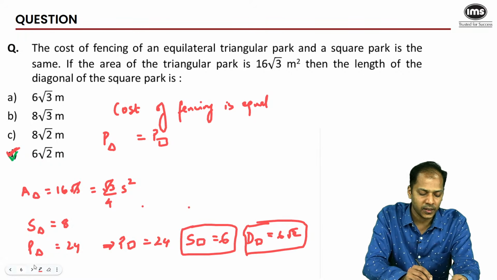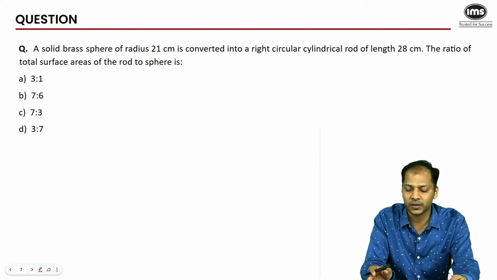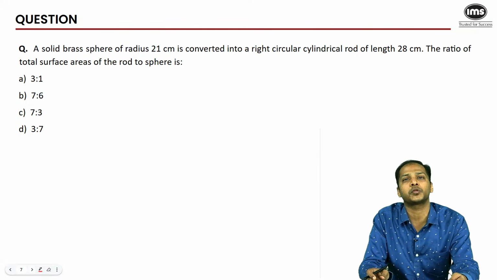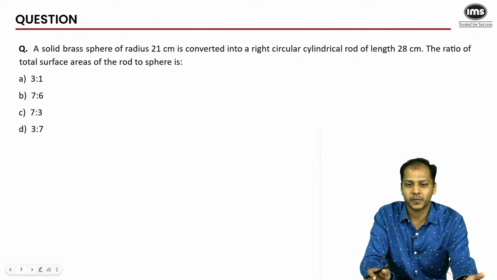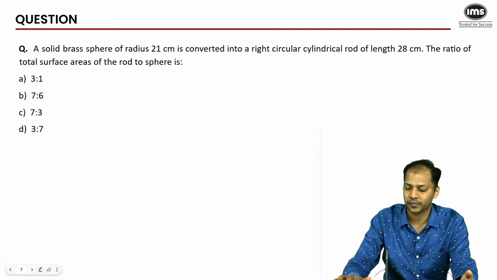Alright, so let's go ahead quickly. A solid brass sphere of radius 21 is converted into this, the ratio of the total surface areas of the rod to sphere. Yeah, I think a good interesting question. See if you are able to solve it using the shortest method. Maybe I'll give you a timer of 1 minute, and then maybe we will discuss this. So see if you are able to answer this in a minute's time.